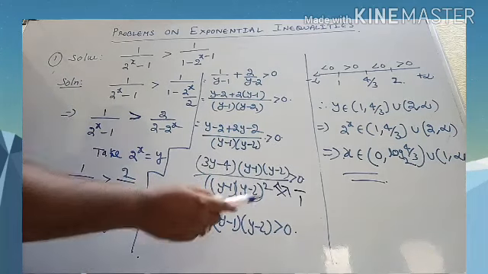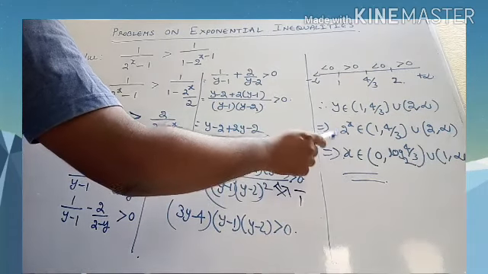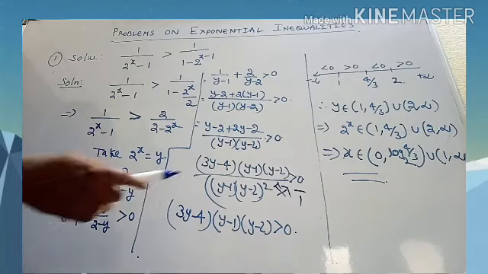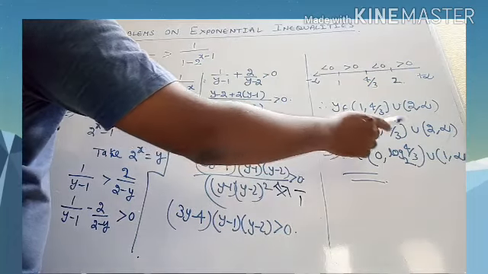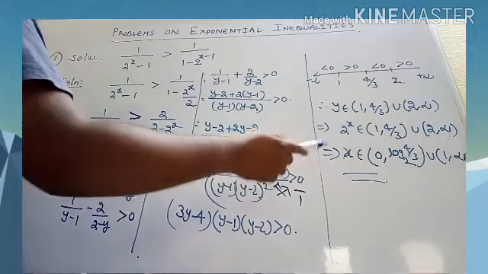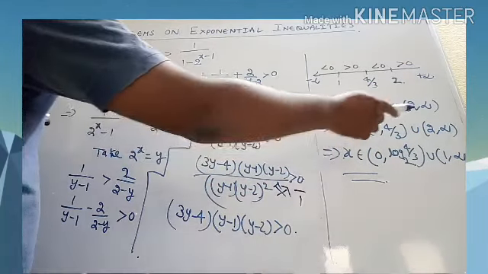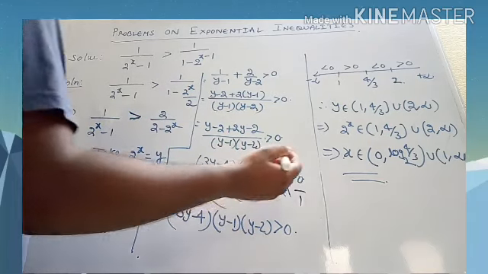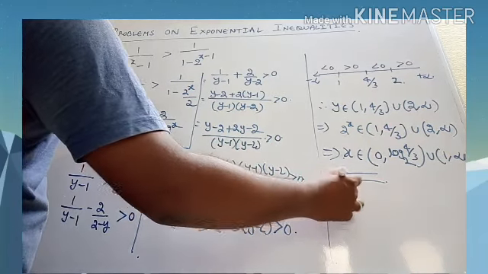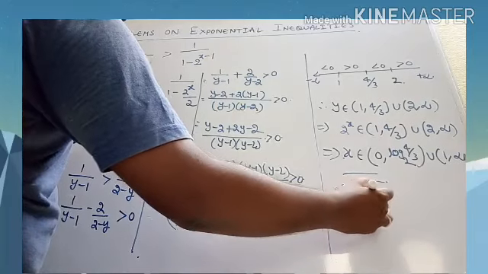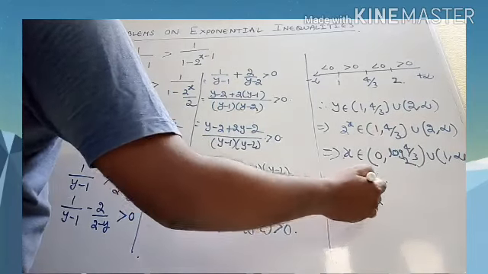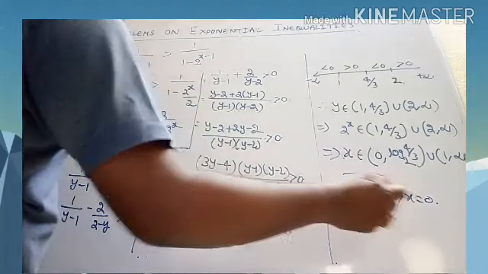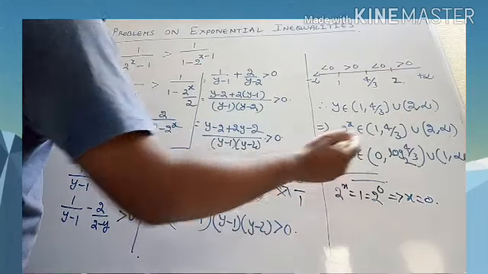Here y is nothing but 2 power x. So 2 power x belongs to 1 comma 4 by 3 union 2 to infinity. But we need the x value, so convert into logarithm form. Whenever 2 power x is equal to 1, then x equals what? 2 power x equal to 1 means 2 power 0, so x is equal to 0.